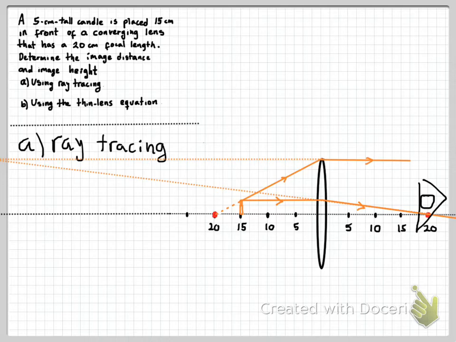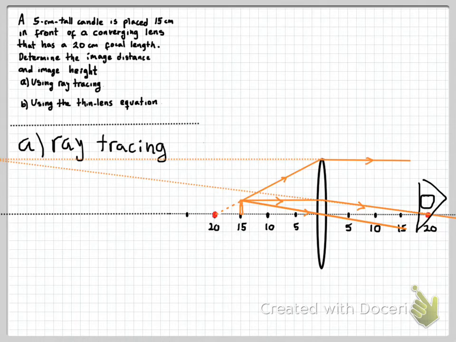Right? We can also check our work, because there is a third principal light ray that we can draw. It's the principal light ray that goes through the center of the lens, because any light ray that goes through the center of a lens is not affected by the lens.